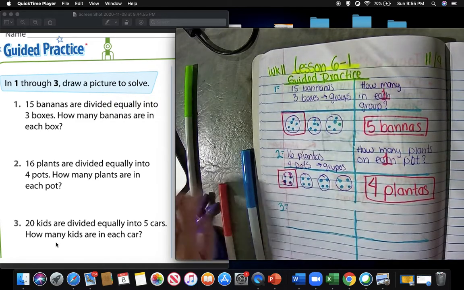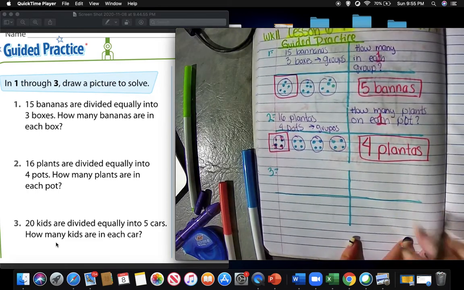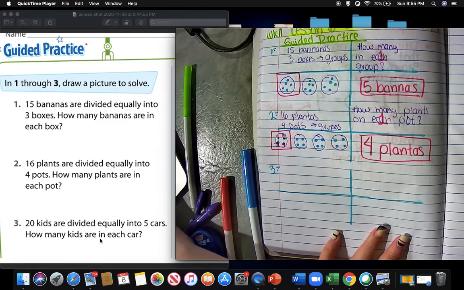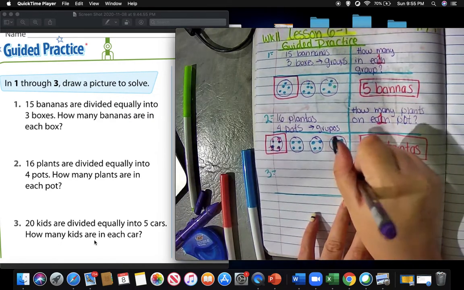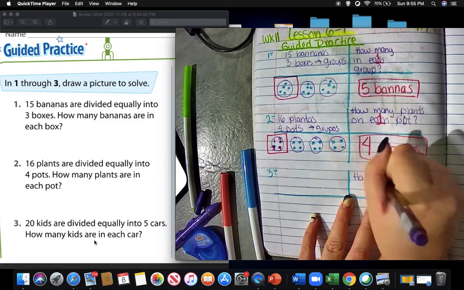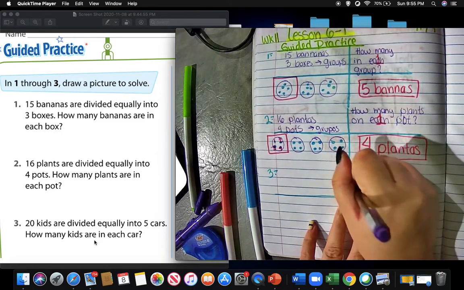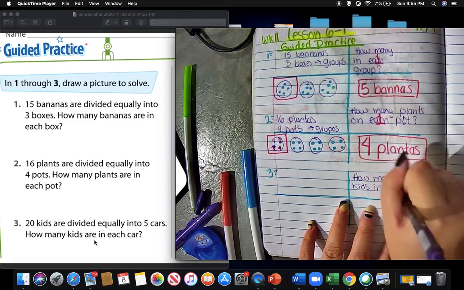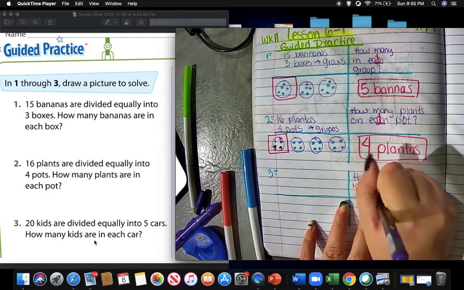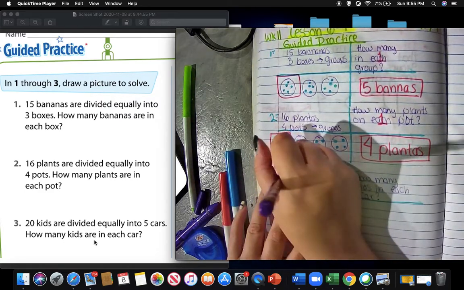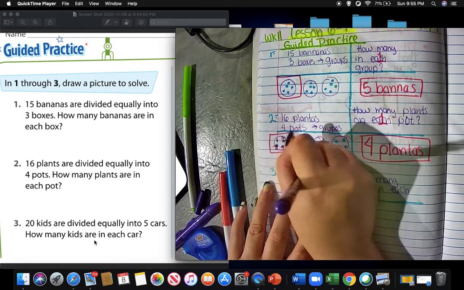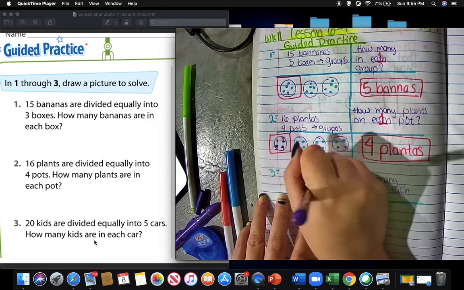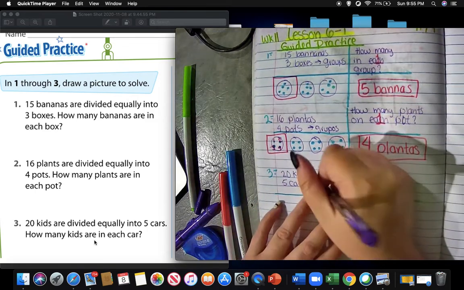Teachers are very helpful when we're doing word problems, remember guys? So the question is, how many kids are in each car? How many kids in each car? Question. So I have 20 kids in total and 5 cars. The cars are my groups.